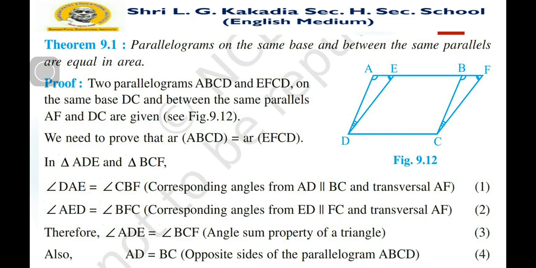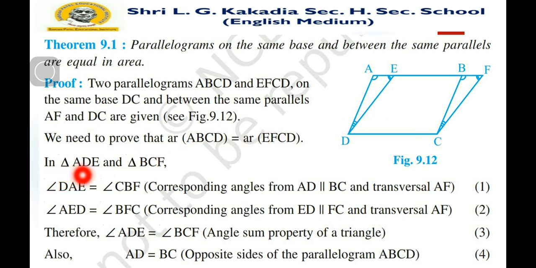Let us take a proof. First we draw two figures ABCD and EFCD having a base DC and parallel EF and DC. Now we want to prove that both have the same area. Two parallelograms ABCD and EFCD on the same base DC and between the same parallels AF and DC are given. We need to prove that the area of ABCD is equal to area of EFCD.